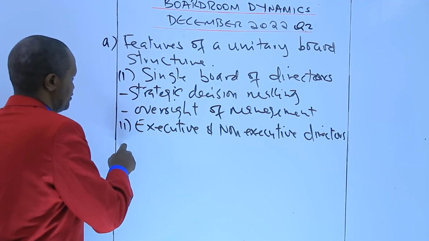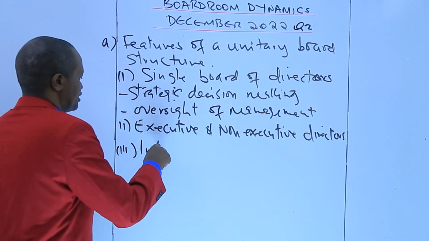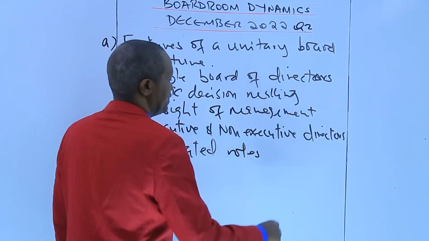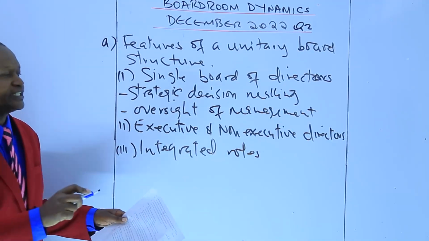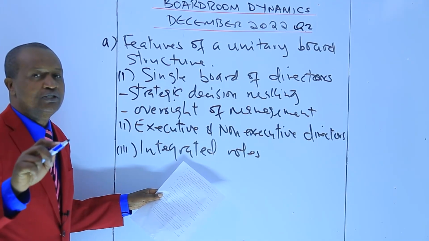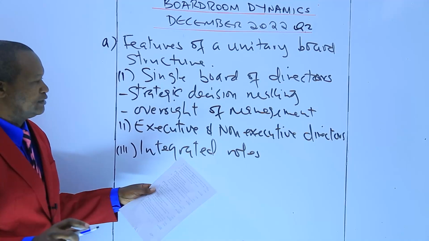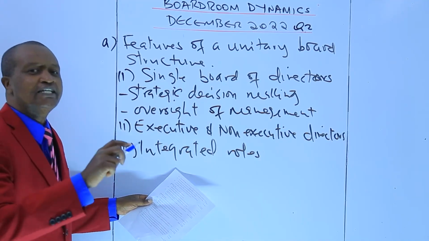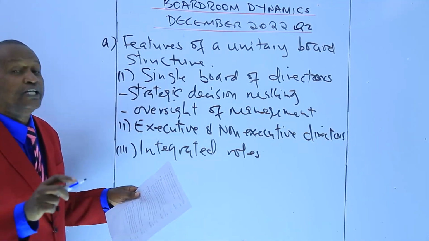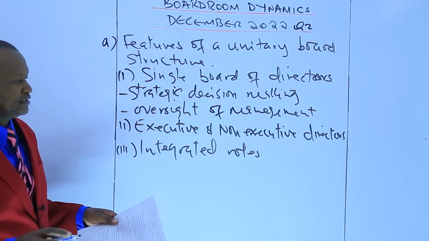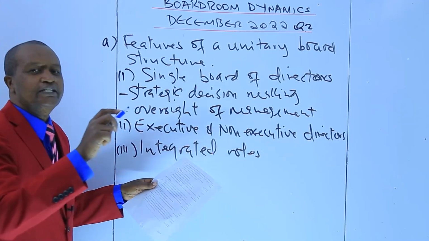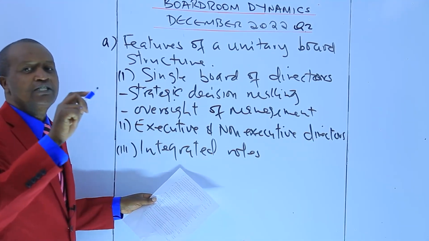The third feature is integrated roles. All directors on the unitary board, both the executive and the non-executive directors, share collective responsibility for the company performance and governance. They work together to make decisions and provide guidance to the management.